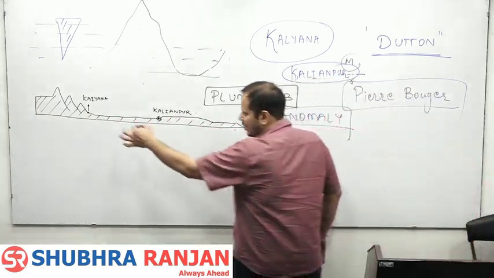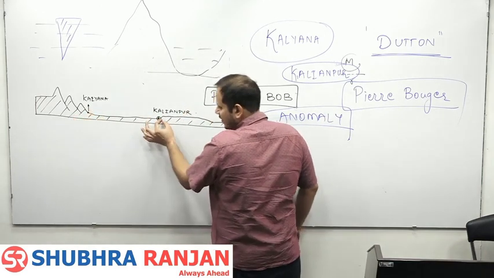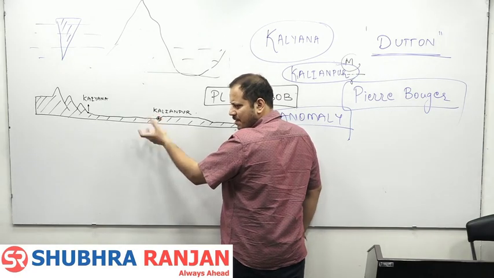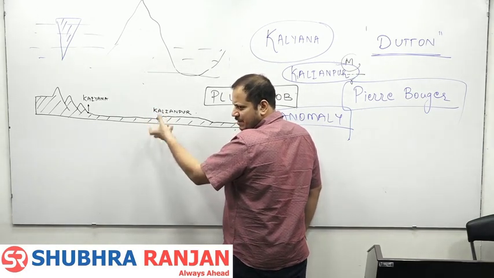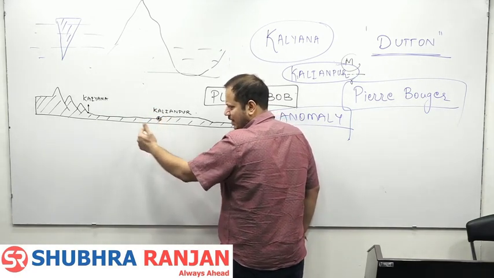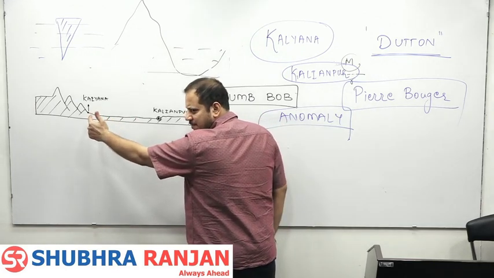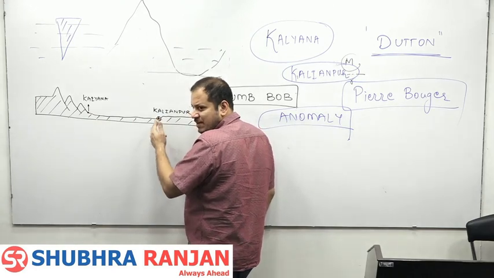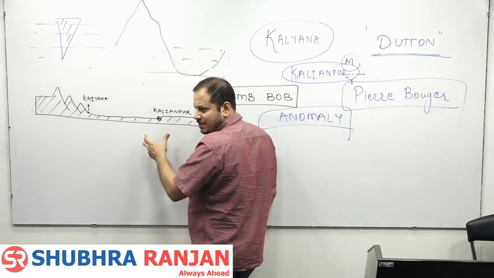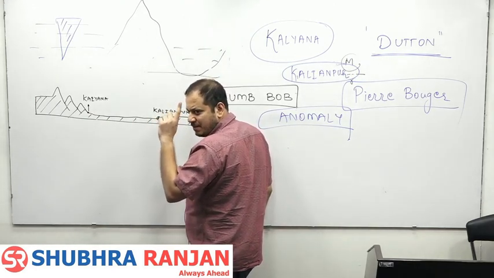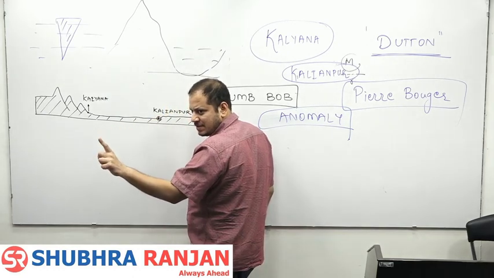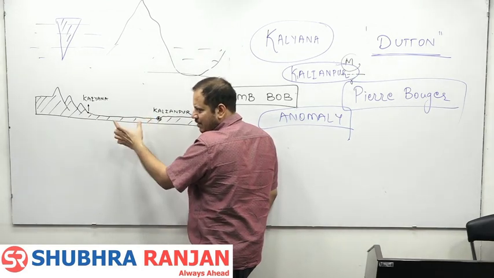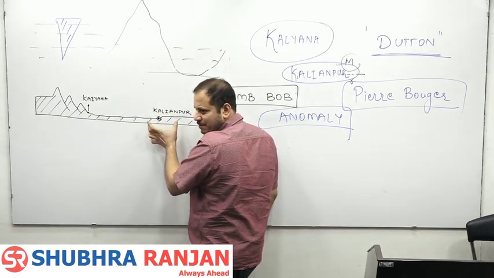So he calculated how much is the deflection. Here the deflection came to more or less the same. It was as much as the actual deflection should be, slightly less. But here the deflection was very less. Why? Because here the deflection was more or less the same as per the calculation, because gravity is inversely proportional to distance. So as he moved away from the Himalayas, the effect of the Himalayas was not there. Whose effect was it? The plains and the plateau.